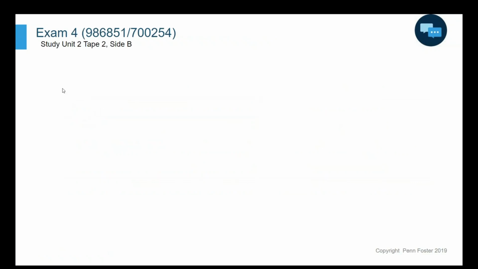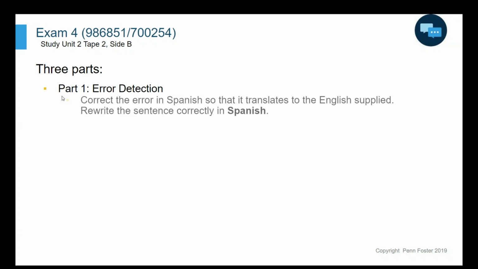Start off with exam number 4. This is 3 parts. And part 1 is error detection. We are going to provide you a sentence written in Spanish with an error. So you want to correct that error so that it translates to the English translation supplied. So again, you're rewriting the sentence correctly in Spanish.